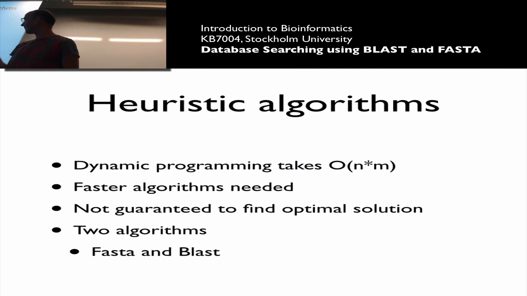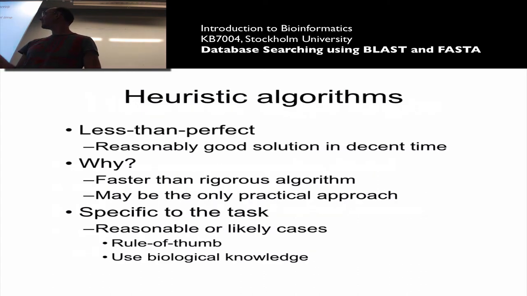So as I said, we need faster algorithms, and to do that, we can use what are called heuristic algorithms. We use algorithms that are not guaranteed to find the optimal solution. So that's the key. There's no guarantee that you always find the optimal solution. But they are way faster. So we talk about FASTA and BLAST. So why do we want to use these heuristic algorithms? Well, often a reasonable solution is perhaps all you need.